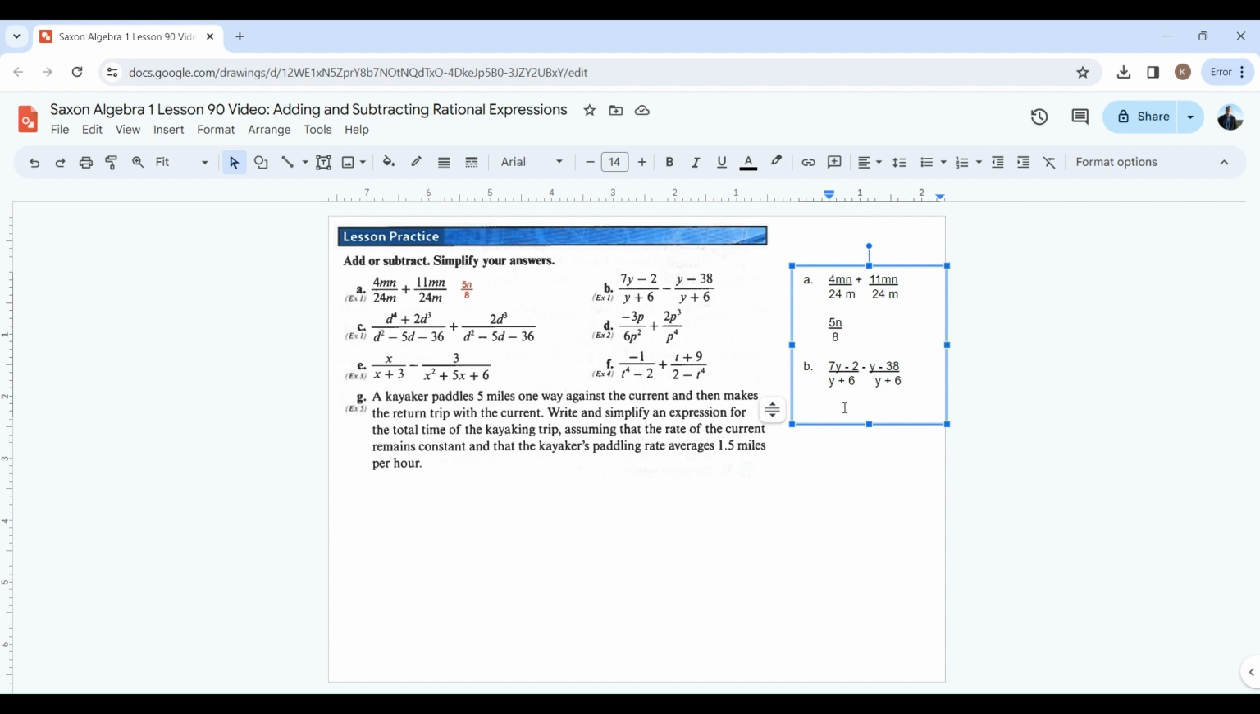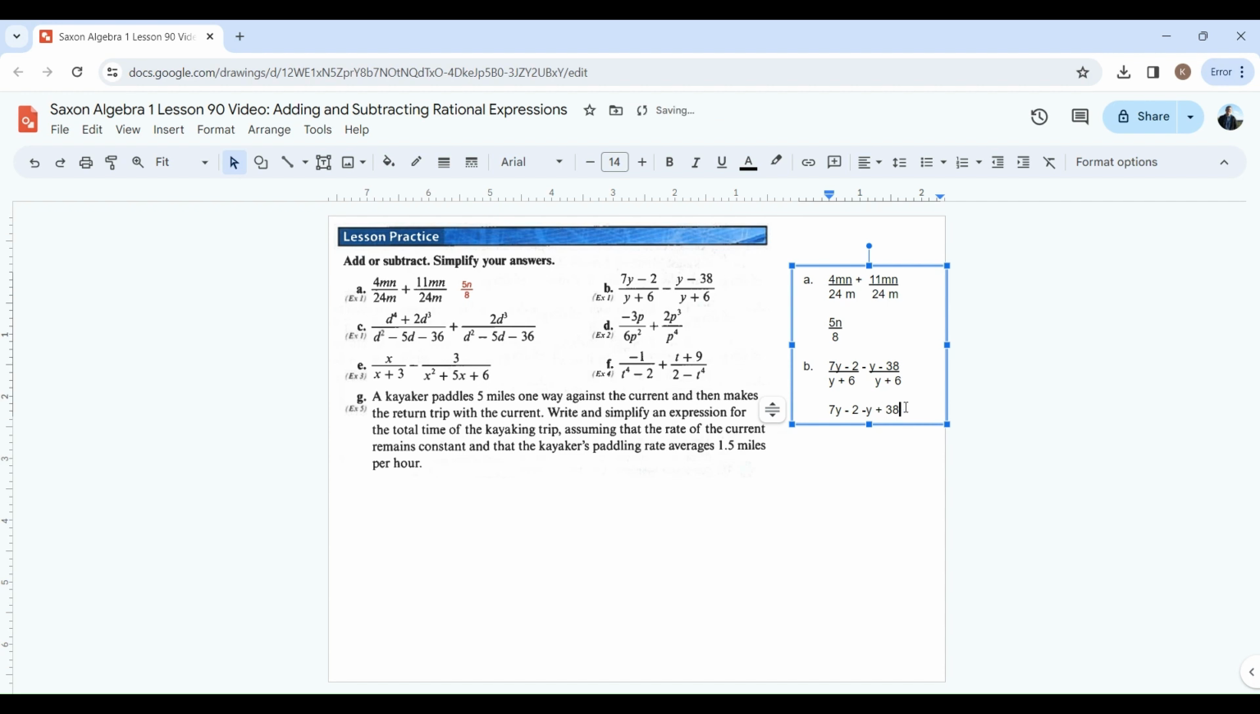Subtract across the top. Now, what am I subtracting? Well, this minus sign means it's minus the expression y minus 38. So let's write this out. It's going to be 7y minus 2 minus the expression y minus 38. And then when I actually do the subtraction, this negative is going to distribute to these two different terms. So it's going to be minus y plus 38. See how that minus changed the signs of both things here?